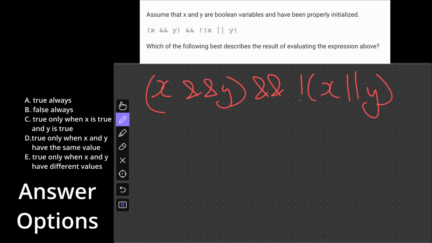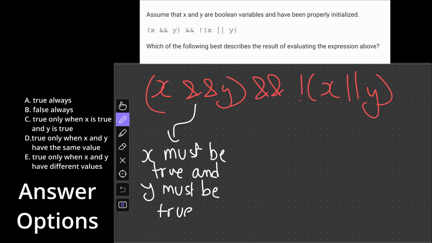So first, let's look at x and y. What does x and y mean? It means that both x has to be true and y has to be true, because the only time an and statement will be true is when both terms on the sides of it are true. So it's asking, are these both true? Let's assume this is an if statement. An if statement will classify x and y as true when both x and y are true. So I'm just going to draw an arrow: x must be true and y must be true.